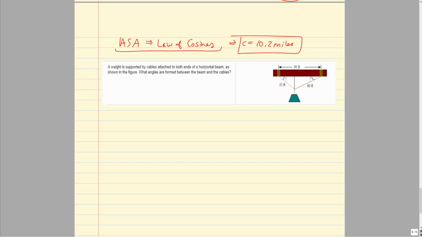Okay, so for this one it says a weight is supported by cables attached to both ends of a horizontal beam, as shown in this figure. What angles are formed between the beam and the cables? So I have this angle that's on the left and this angle that's on the right.